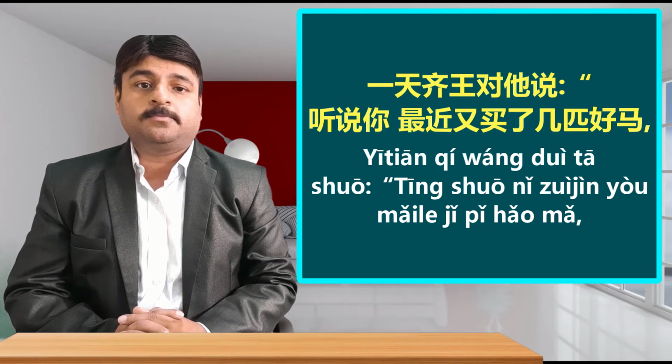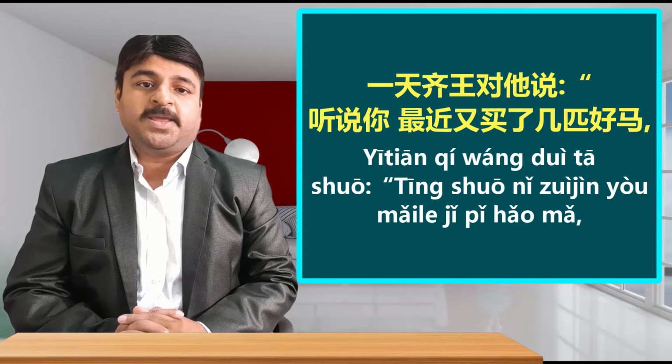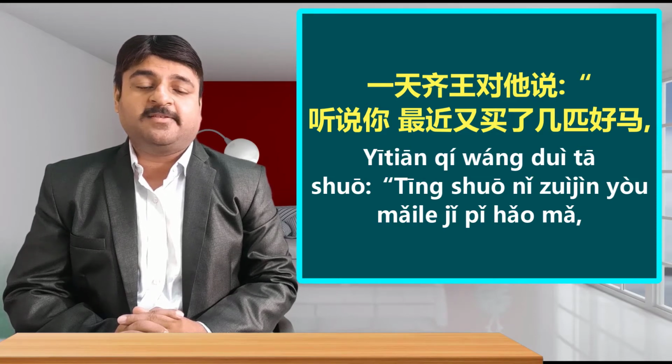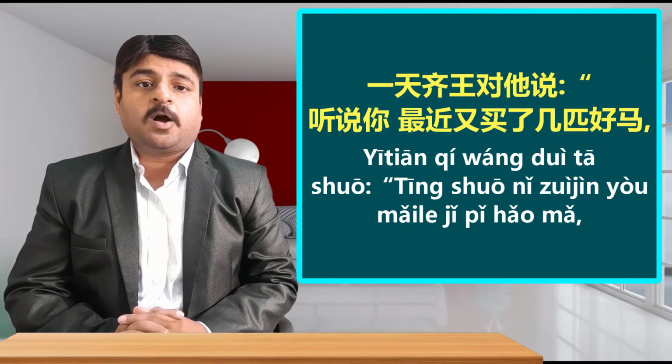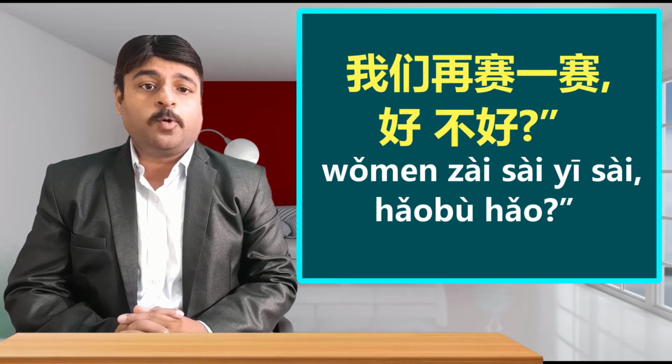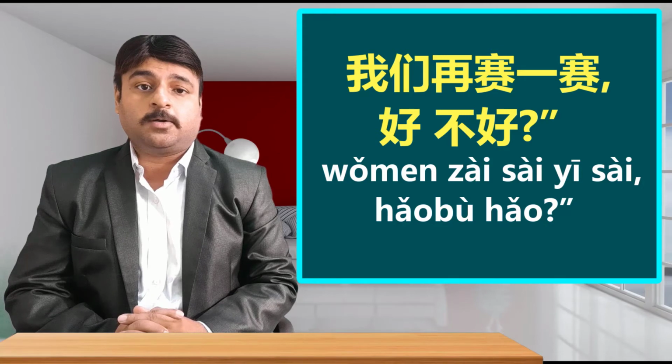听说最近你买了几匹好马. 最近 recently, 买 to buy, 匹 is the measure word for horses. 好马 good horses. So I've heard that recently you have bought some good horses. 我们再赛一赛好不好? 我们 we, 赛一赛 let's race, 好不好 is it okay or not? Let us race. Is it fine or not?